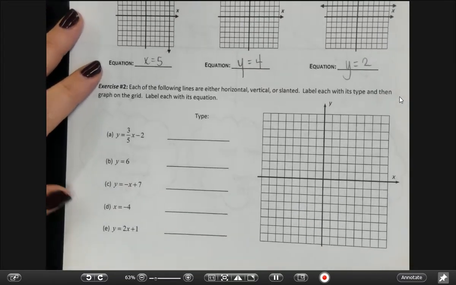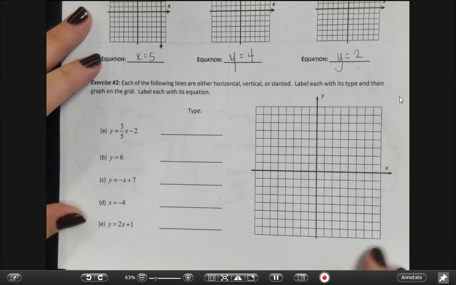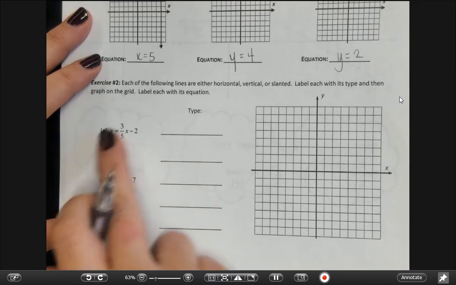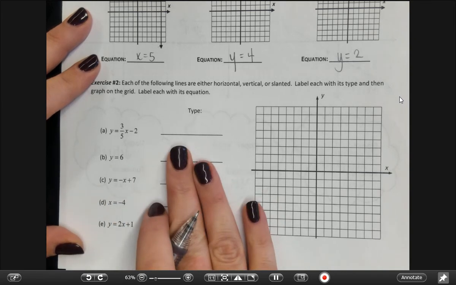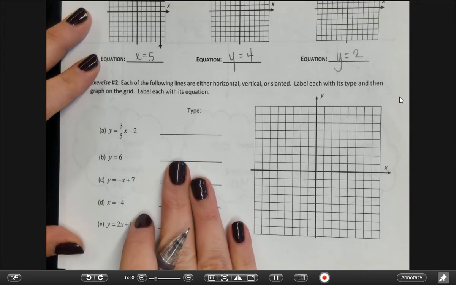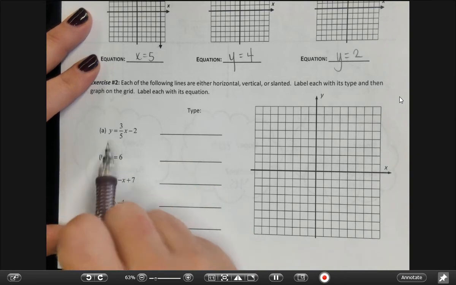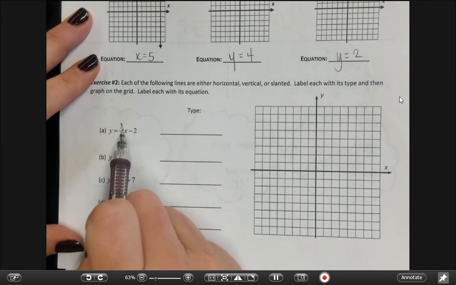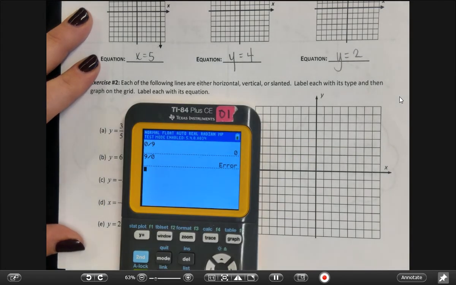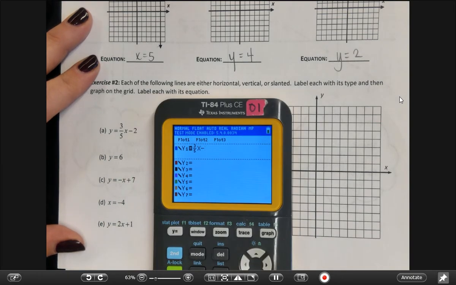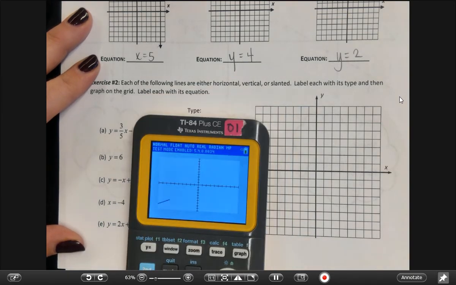All right, the bottom is taking it one step further. What I want you to do here, along with me, is graph all of these, and then tell me what type of line it is. The first thing I want you to recognize here: y equals 3/5 x minus 2. I'll put that in my calculator. Y equals, alpha y, enter, 3/5 x minus 2. I want to graph it.